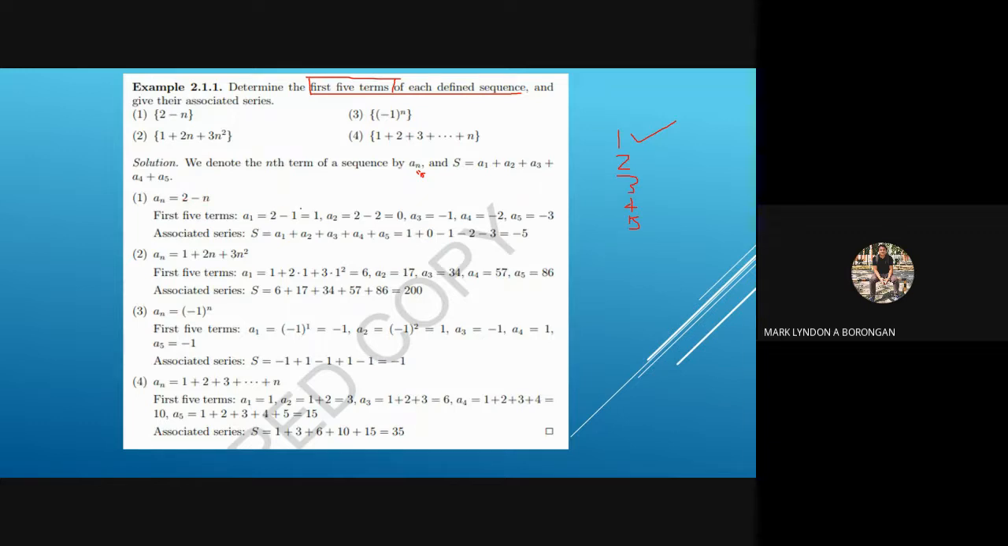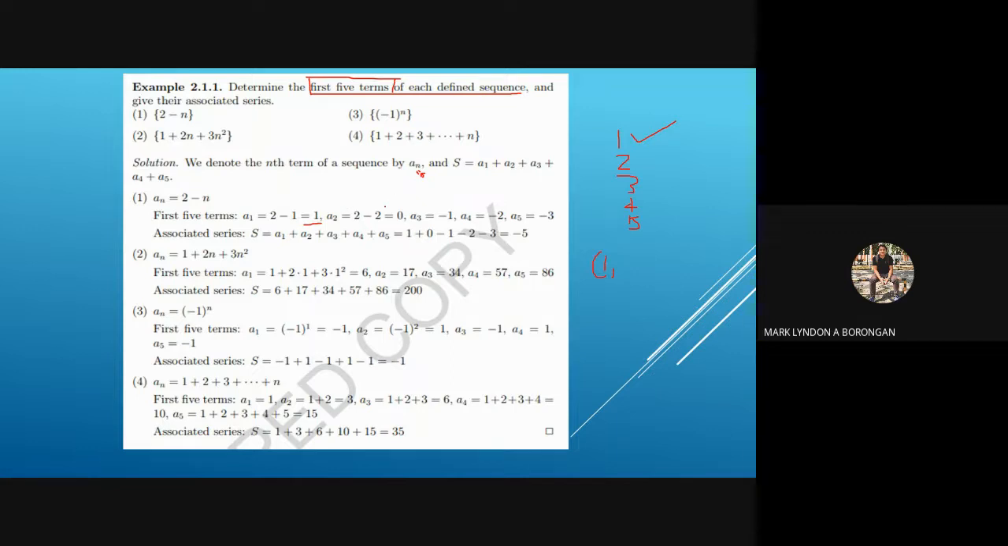Our n, for our first term, will become 1. So the first term is the very first number. It's basically 2 minus 1, which is equal to 1. So we have 1 there. Next, a sub 2.